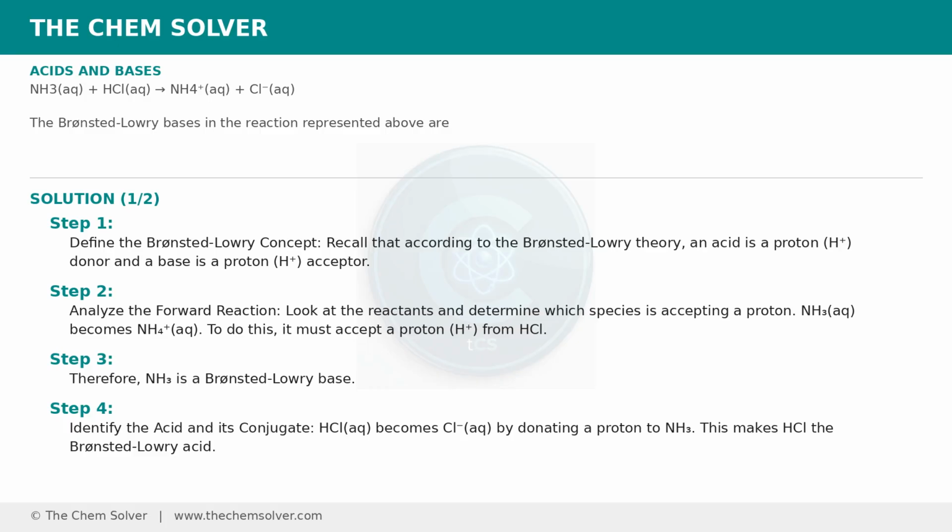Define the Bronsted-Lowry concept. Recall that according to the Bronsted-Lowry theory, an acid is a proton (H⁺) donor, and a base is a proton (H⁺) acceptor.